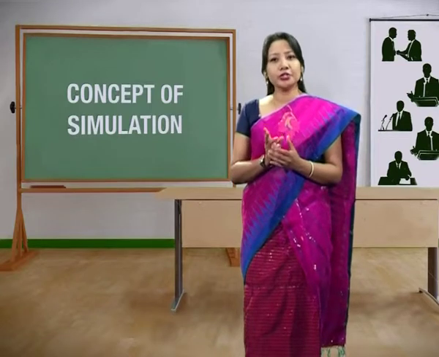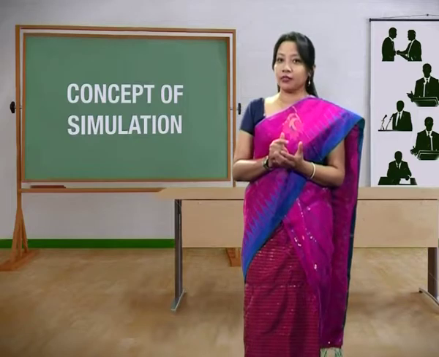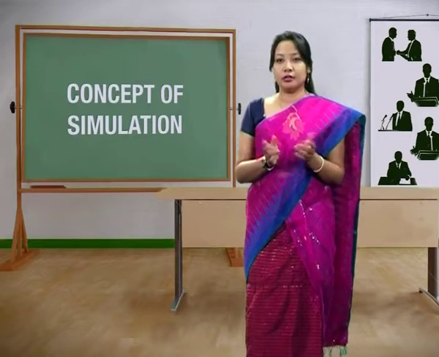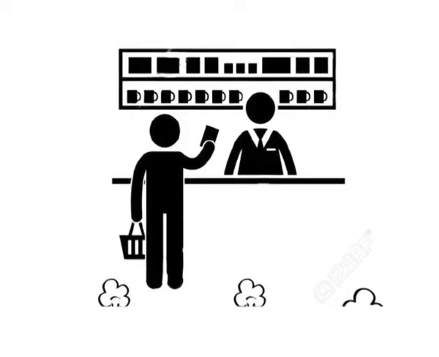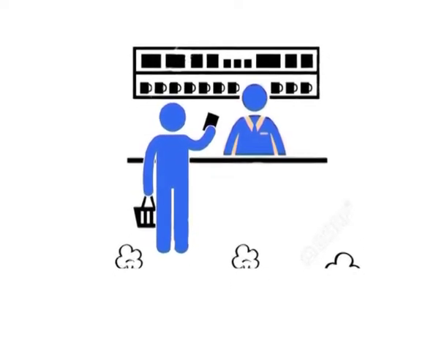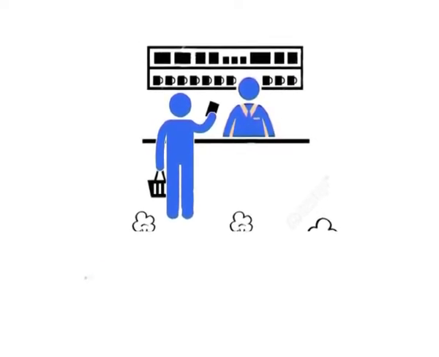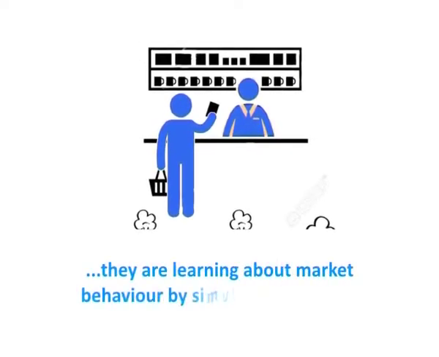When students use a model of behavior to gain a better understanding of that behavior, they are doing a simulation. For example, when students are assigned roles as buyers and sellers of some good and are asked to strike deals to exchange the goods, they are learning about market behavior by simulating a market.